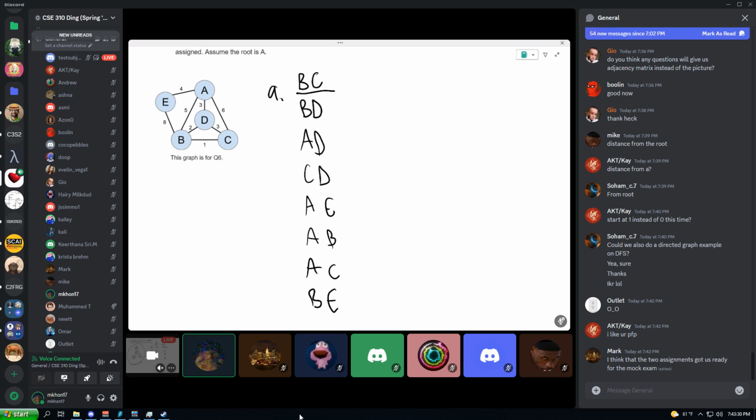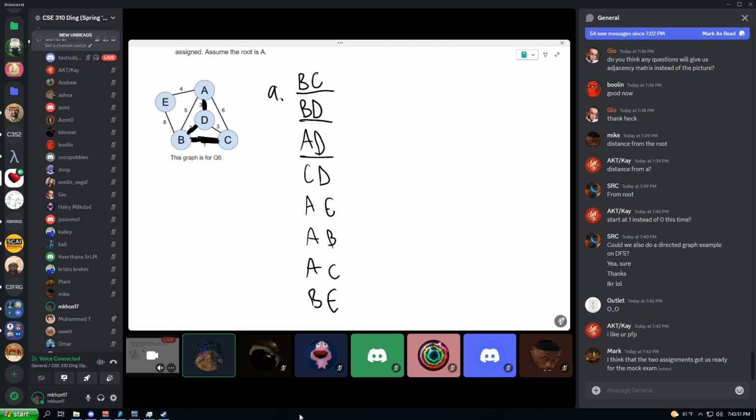So I'm going to select BC first. I'm going to color in that line to indicate I have a network between B and C now. Now I'm going to select BD. Now I have a network of B, C, and D. I'm going to select AD. I have a network of A, B, C, and D.